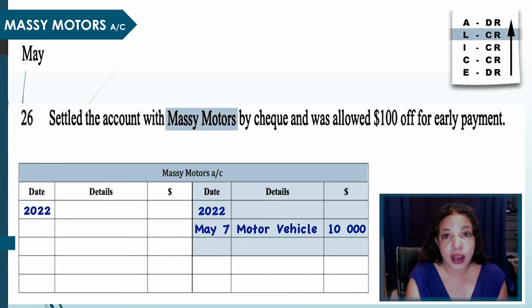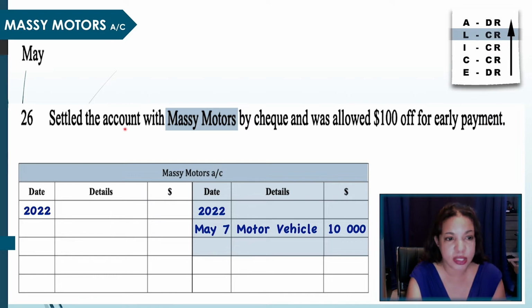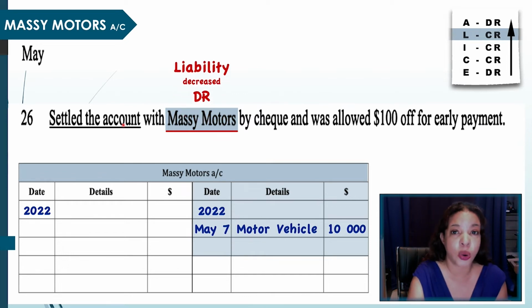Then there was the other transaction we identified Massy Motors for, which is the 26th. So once again, we have identified Massy Motors as an account. We read the transaction. What are the other accounts? They said settled the account, which means that we're going to pay how much we owe.